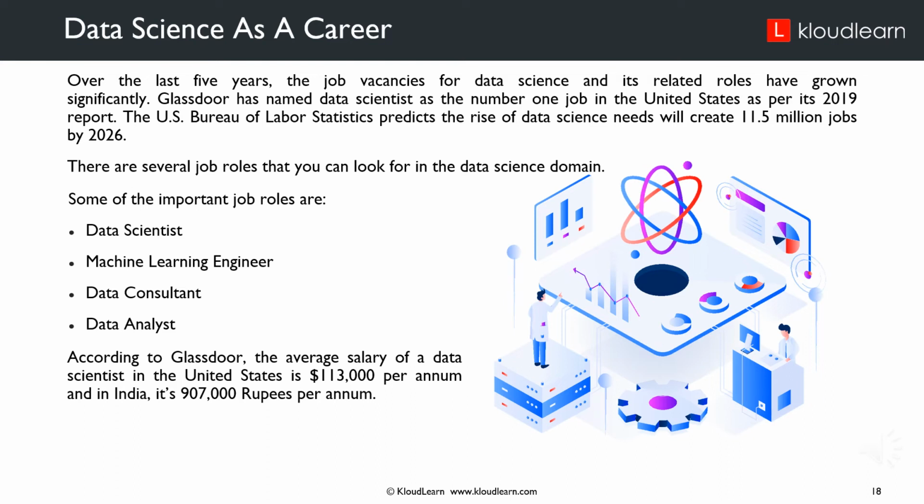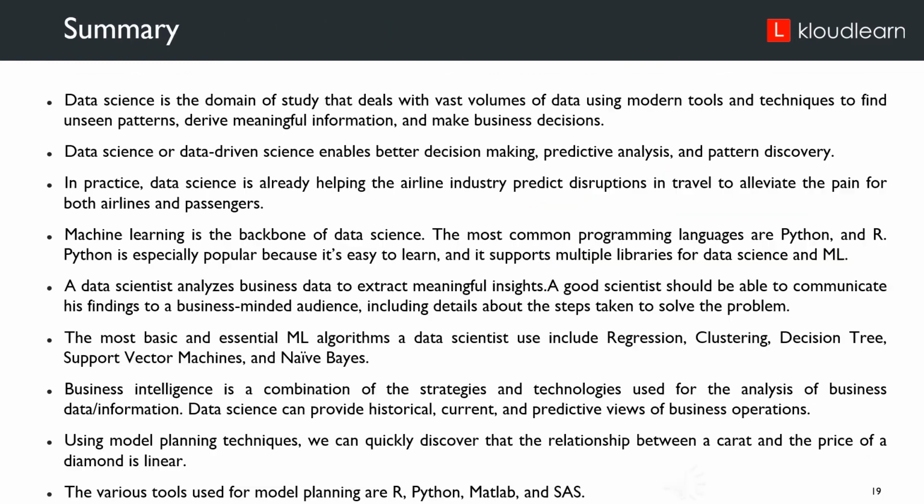There are several job roles that you can look for in the data science domain. Some of the important job roles are data scientist, machine learning engineer, data consultant, and data analyst. According to Glassdoor, the average salary of a data scientist in the United States is $113,000 per annum, and in India it's 907,000 rupees per annum.